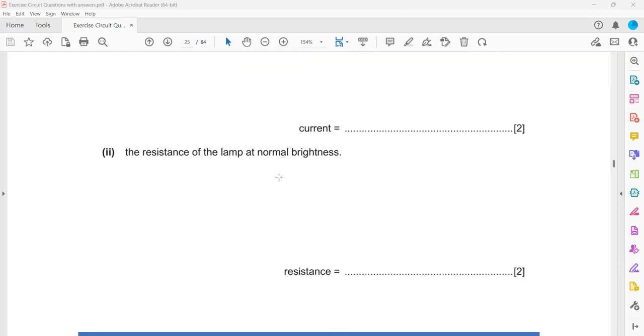Then we need the resistance. Resistance is the ratio between voltage and current. The voltage we already know is 6, and the current we calculated in the previous part was 1.5. So it will be 6 divided by 1.5, which is equal to 4, and the unit of resistance is ohm. So it is equal to 4 ohm, or you can also write omega.